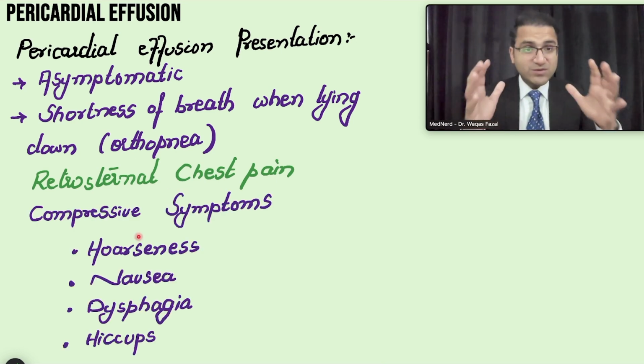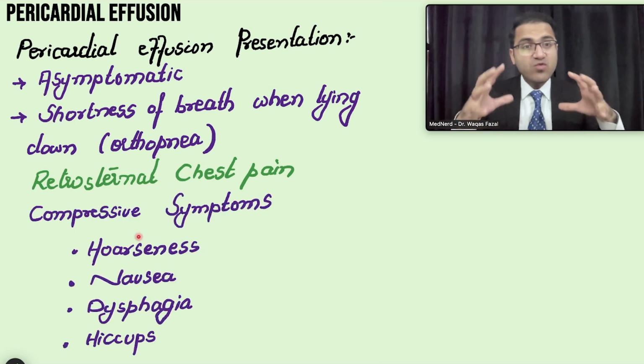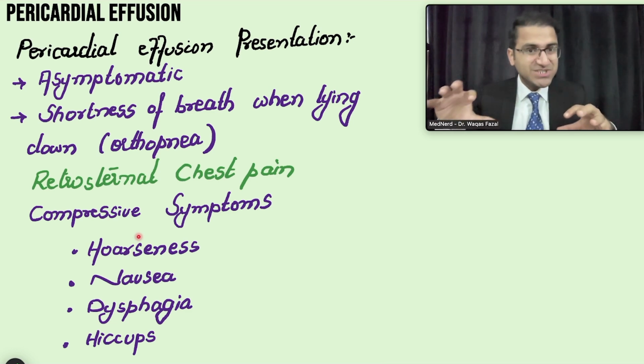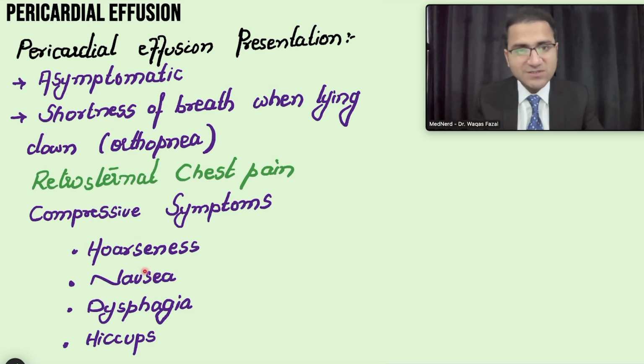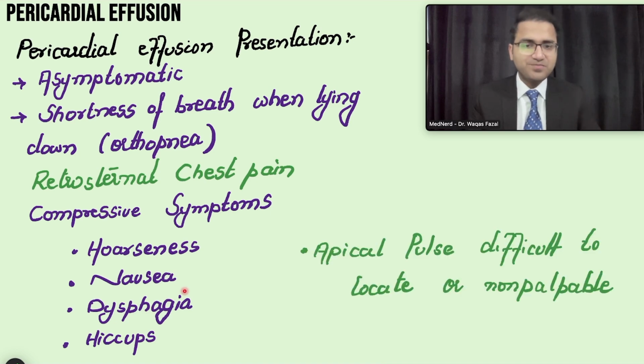Now remember, if there is fluid present around the heart, that fluid can even compress the adjacent structures. If it compresses the recurrent laryngeal nerve, it causes hoarseness. If it compresses the diaphragm, it causes nausea. If it compresses the esophagus, it causes dysphagia. If it compresses the phrenic nerve, it causes hiccups. So this is a presentation of a patient with pericardial effusion and cardiac tamponade.